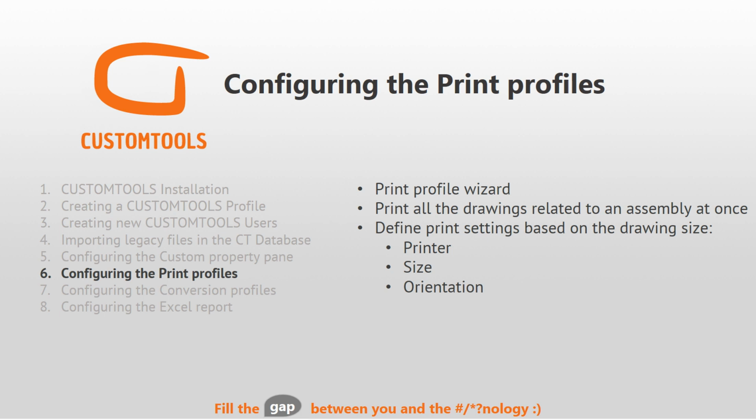Then, if you need to print your drawings, we can use the print and conversion wizards to create different rules. QCentrals can automate the printing of your SolidWorks drawings so that drawings are always printed to the right printer, size and orientation. For the demo, we will create two print profiles, one for the drawings that can be printed to their current size, and the second one where the drawings will be printed in an A4 format.